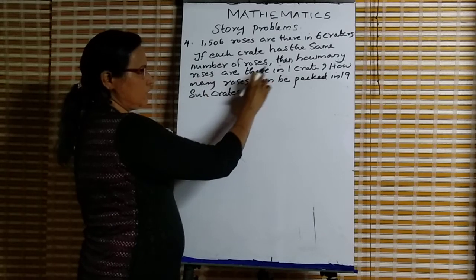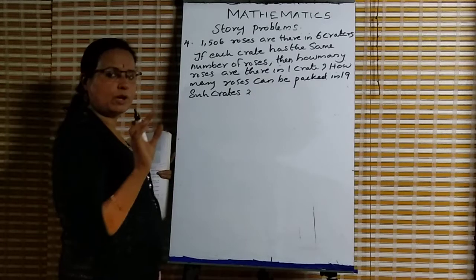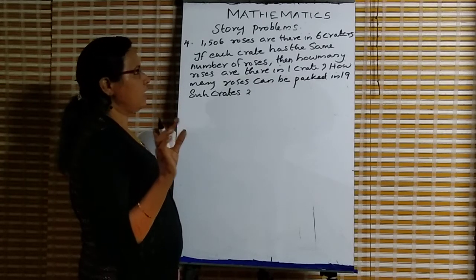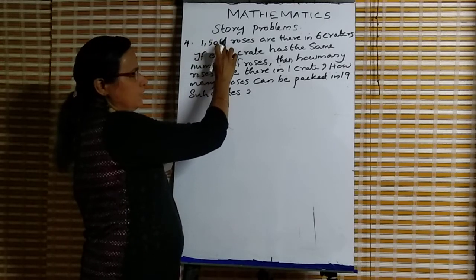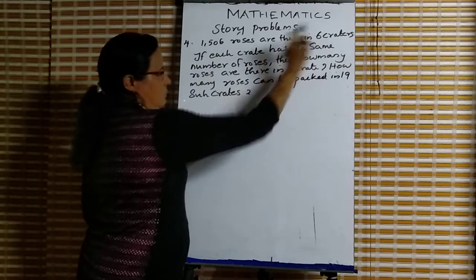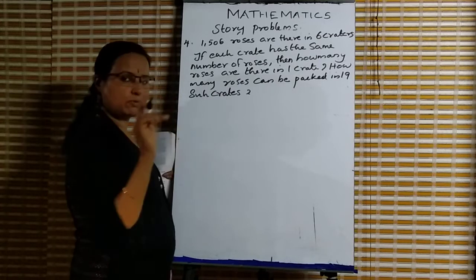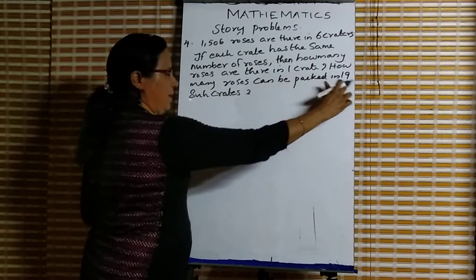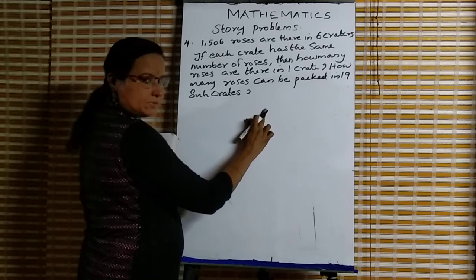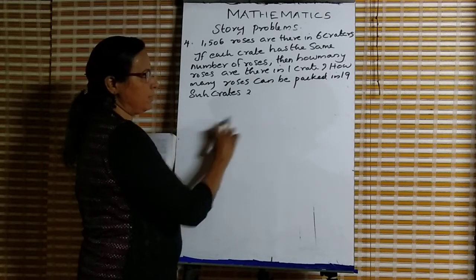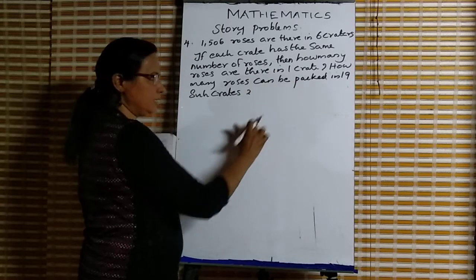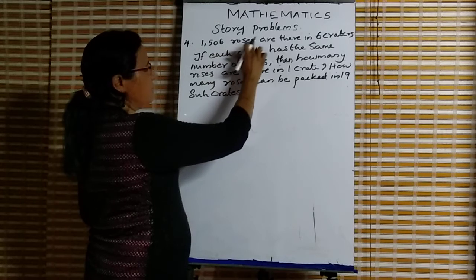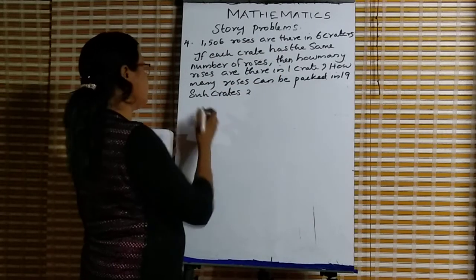Then how many roses are there in one crate? To calculate how many roses are there in one crate, for that we divide 1506 by 6. We will get number of roses in one crate. Then how many roses can be packed in 19 such crates? For that, we multiply number of roses in one crate into 19. So listen, first 1506 roses are there in 6 crates.